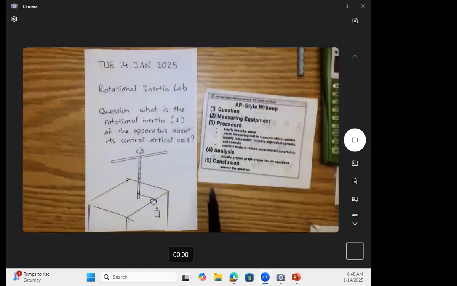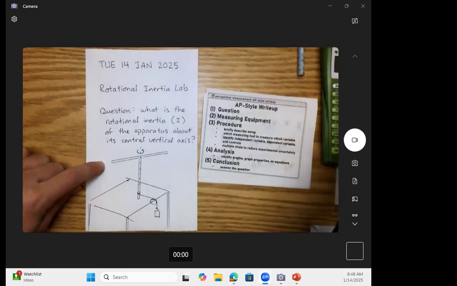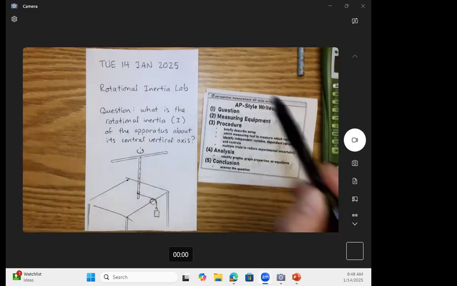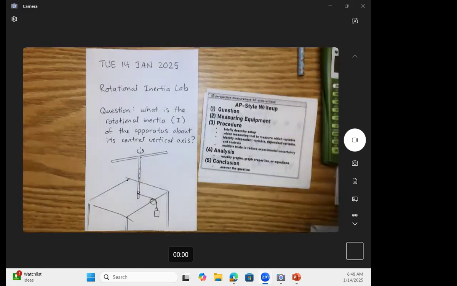So what we're trying to figure out is what's the rotational inertia of this pipe system about its central vertical axis. So I have this rigged up over here, and I do have this camera trained right on that system. For the recording, I'm going to flip camera screens at some point. Right now it's on the stock cam, but I'm going to flip to that. If you're in class, you see this camera right here.